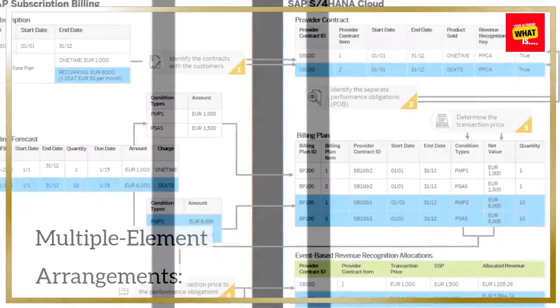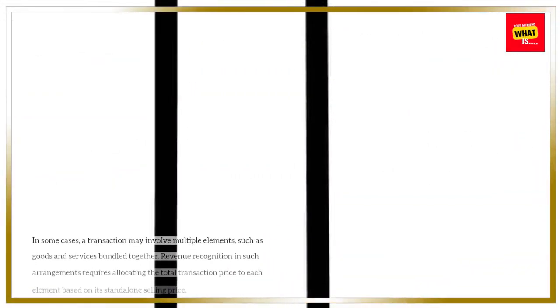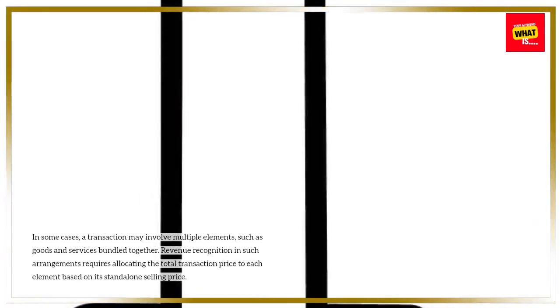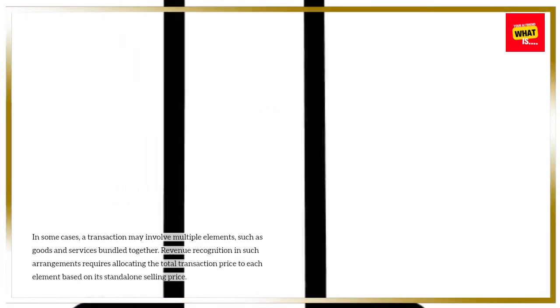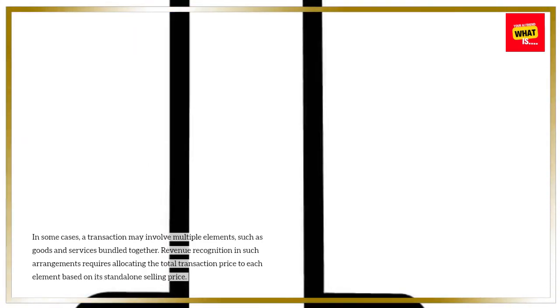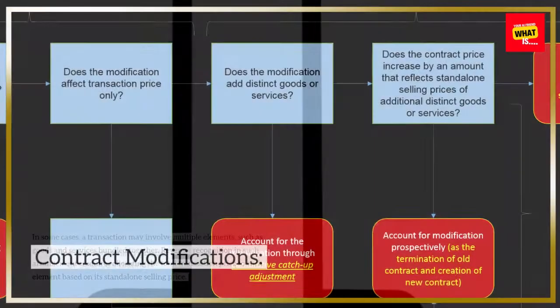Multiple element arrangements. In some cases, a transaction may involve multiple elements, such as goods and services bundled together. Revenue recognition in such arrangements requires allocating the total transaction price to each element based on its standalone selling price.